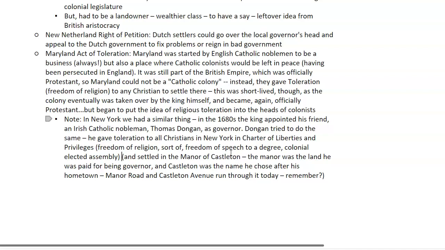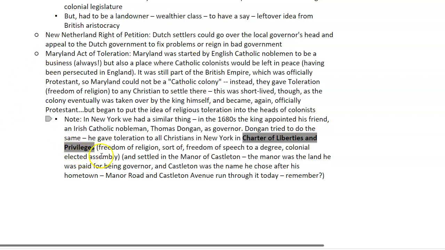So what is he doing? Dongan creates this Charter of Liberties and Privileges and gives freedom of religion to Christians, by which he meant Catholics, because he couldn't just make it a Catholic colony. A limited freedom of speech. Full-on freedom of speech would have been not really what they thought of in those days, but something. And an elected colonial assembly, which had some influence on the governor.